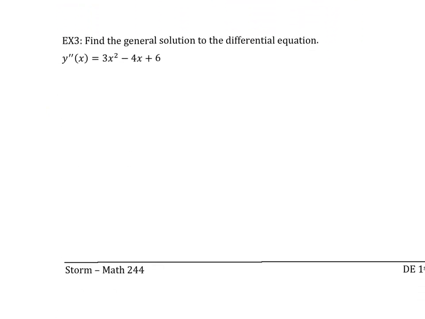In example 3, there are no initial conditions, so we're just going to be finding a general solution, which means I'm still going to have my constant c in my solution. But this is a second order differential equation. This is a double integral. So I'm going to have to integrate twice. I'm going to do what I did before. I'm going to integrate both sides with respect to x.